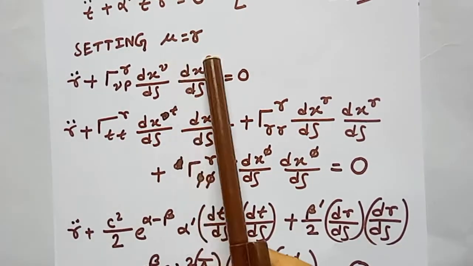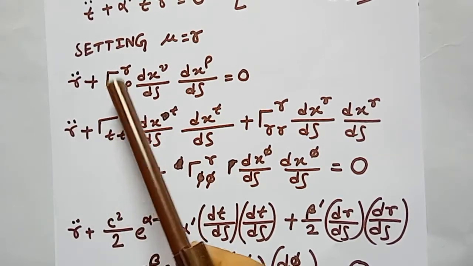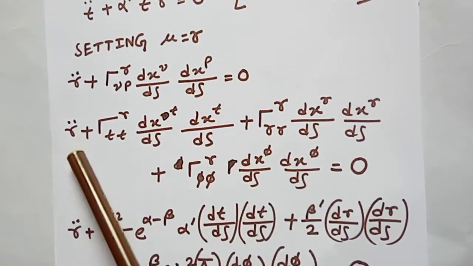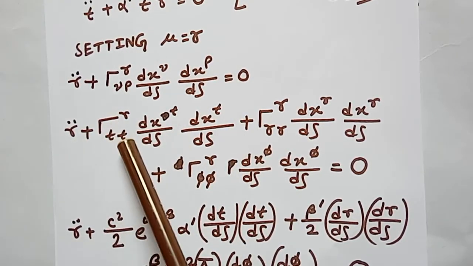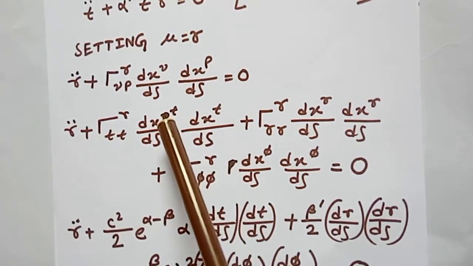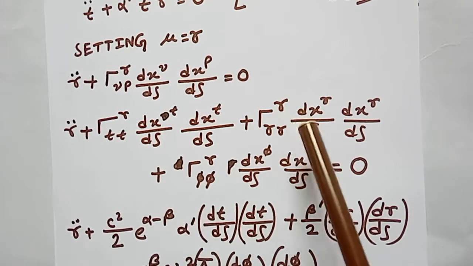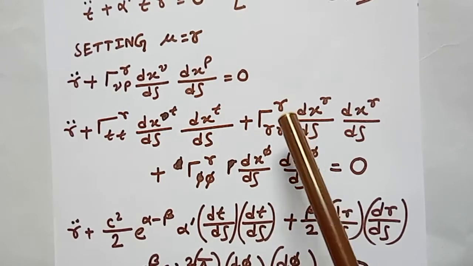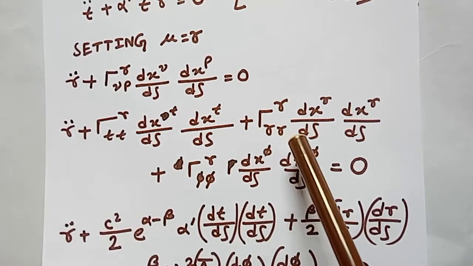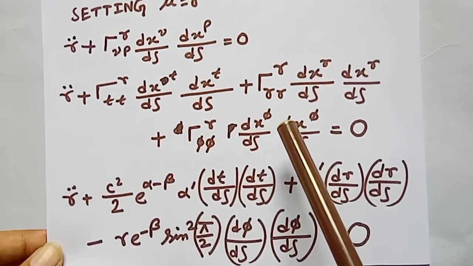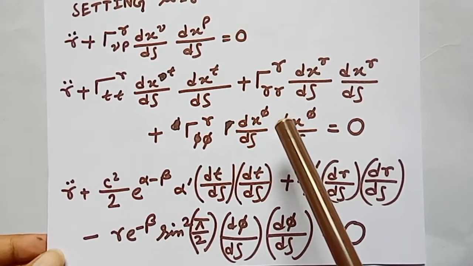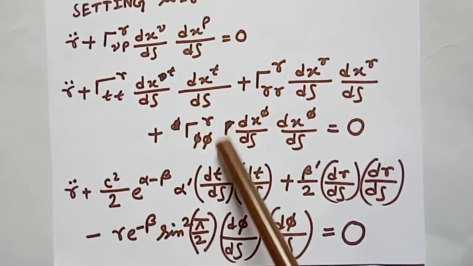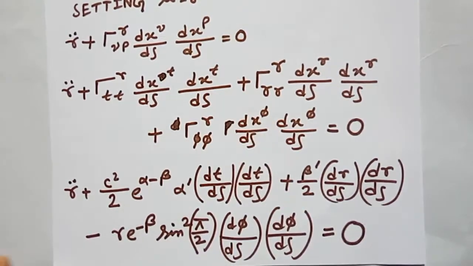Now setting mu equal to r, we have r double dot plus gamma r nu rho dx nu/ds dx rho/ds equal to 0. For r double dot, we set nu and rho both equal to t, then we have dt/ds dt/ds. Then we set nu and rho both equal to r, and then another term with nu equal to phi and rho equal to phi. Then we have another term.